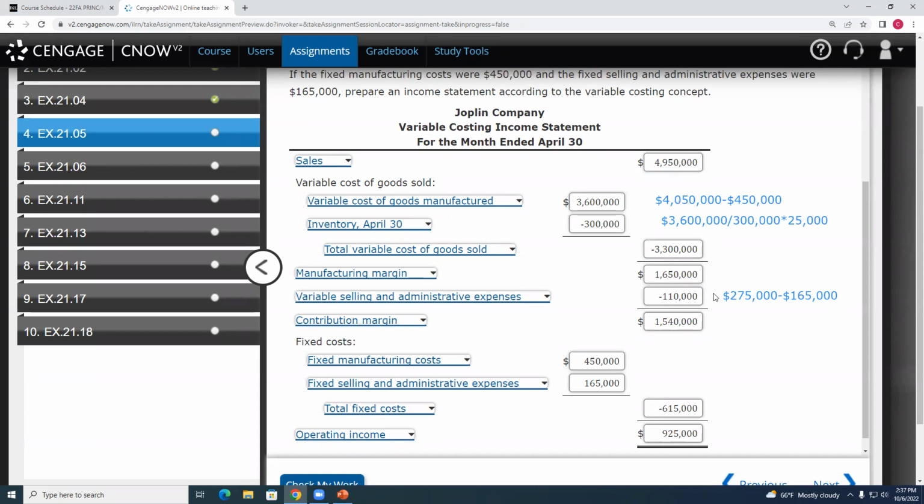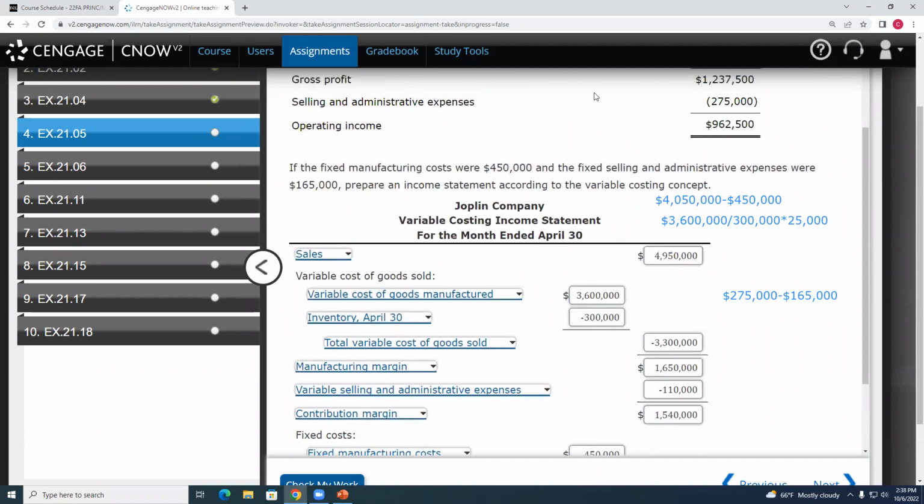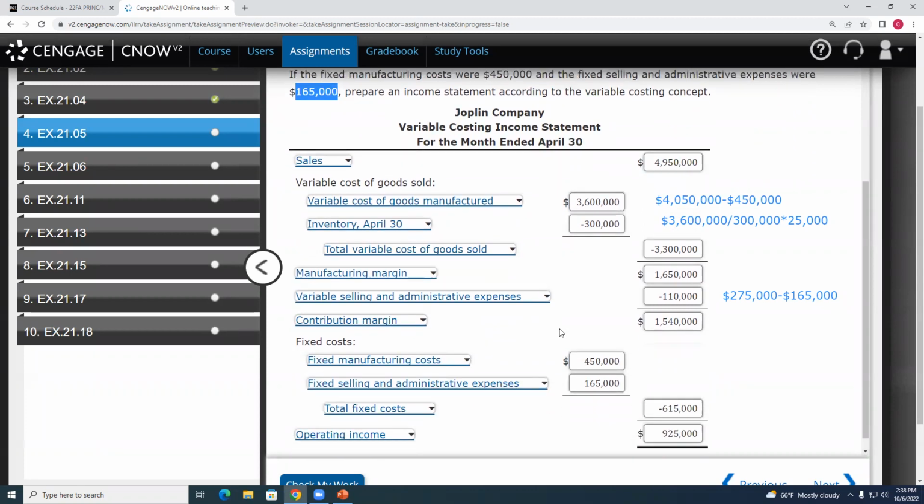Subtract from that our variable selling expense. Where did that come from? We had our total selling and administrative here of 275. And we were told that 165,000 of that was fixed. So I subtracted the fixed from the total to get the variable. Subtract that from the manufacturing margin, we have that contribution margin.